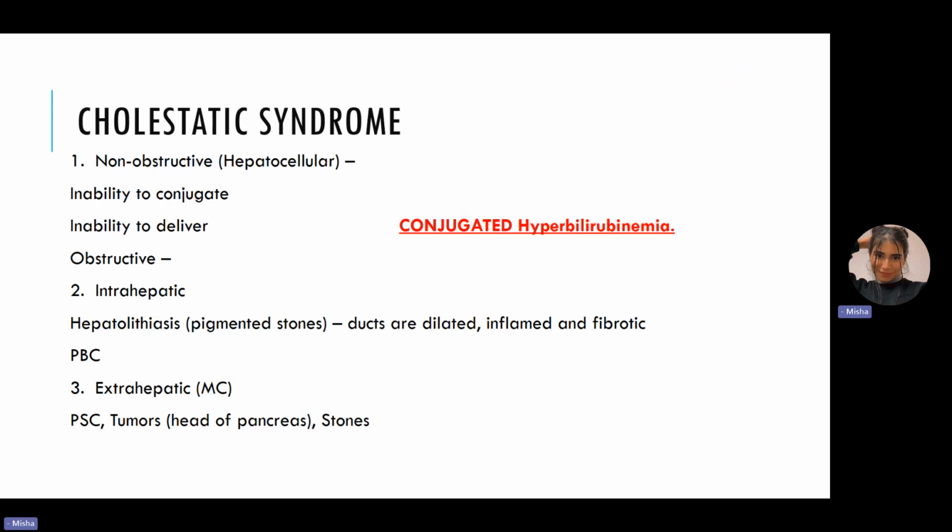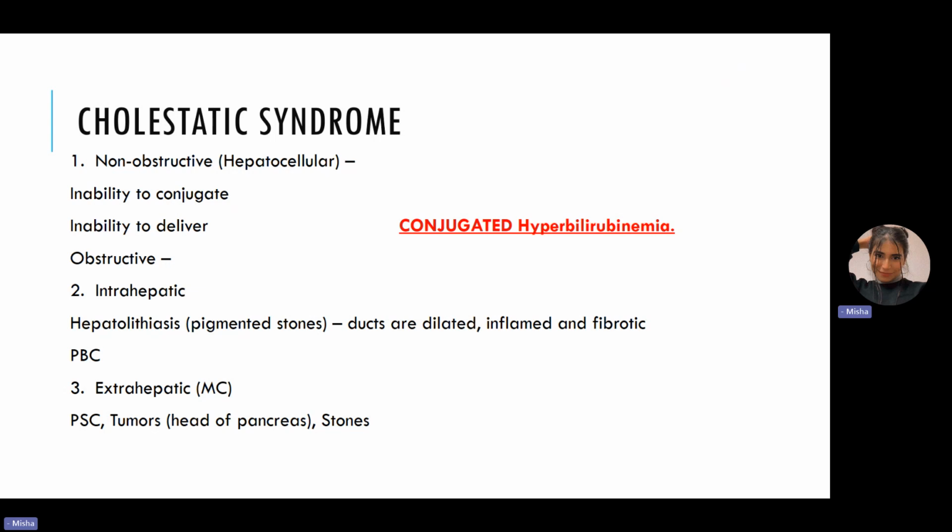And we can have obstructive. Obstructive is that something is basically stopping the flow. In obstructive, we can have either intrahepatic or extrahepatic. Intrahepatic, we can talk about hepatolithiasis, for example. In this case, the ducts are basically dilated, inflamed, or fibrotic. And extrahepatic, which is more common, is due to, for example, tumors or some kind of stones. But the most important thing is the accumulation of bile in the liver parenchyma and its backflow and spillage into the blood.